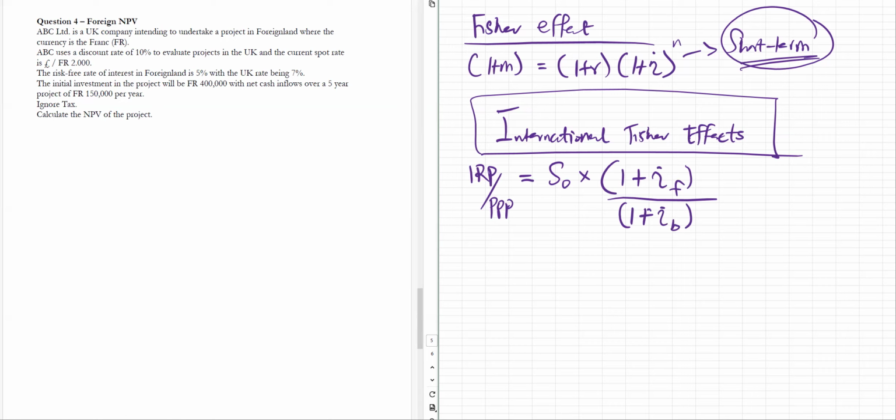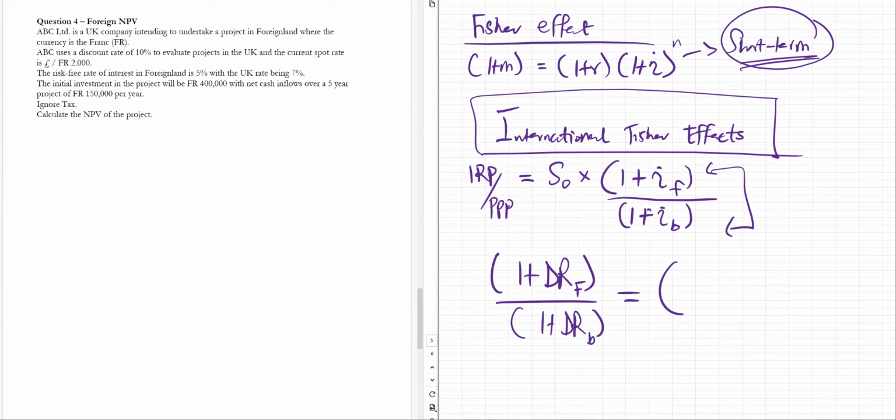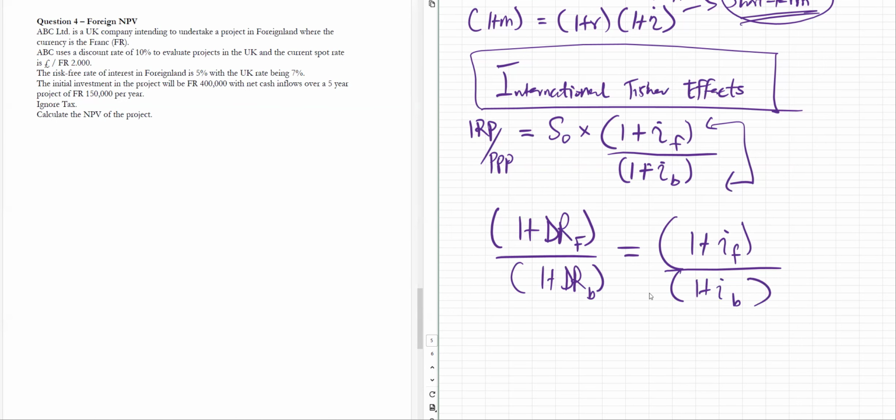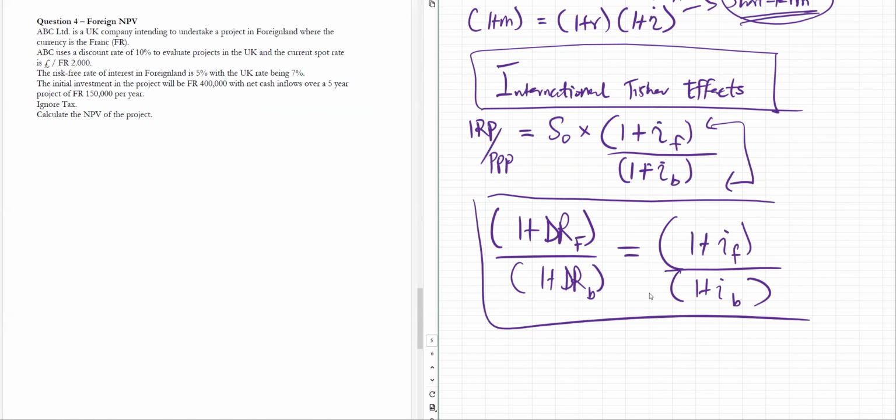Now, Irving Fisher is also saying that, since the relationship between interest rates across countries is proportional, the same way, if I want a discount rate, then 1 plus the discount rate in the foreign country over 1 plus the discount rate in the base or home currency should be equivalent to 1 plus the interest or inflation rate in the foreign currency over 1 plus the inflation or interest rate in the base currency. Usually you use this in international investment appraisal to get the missing one.